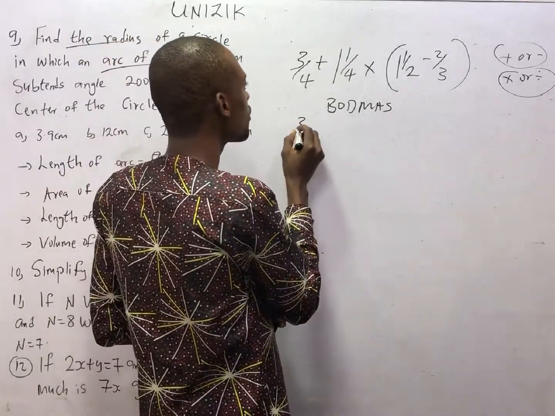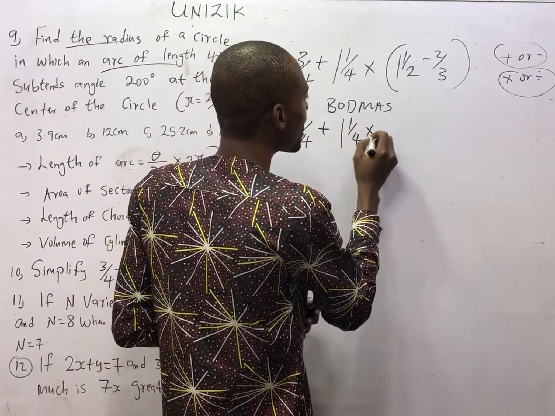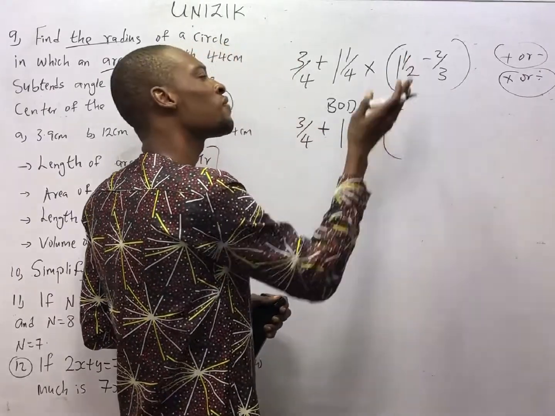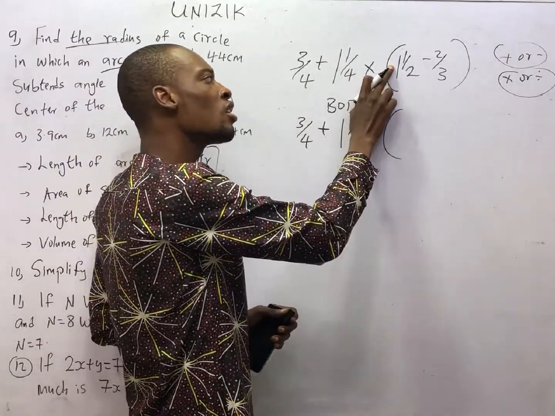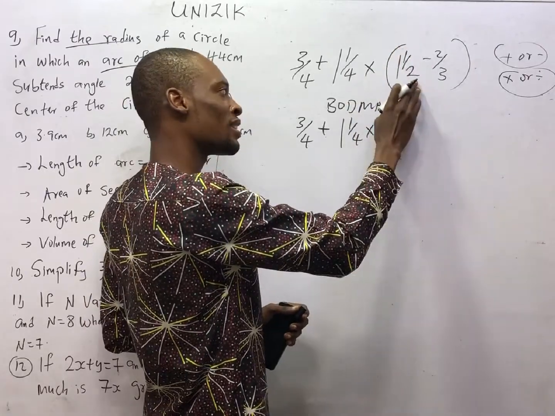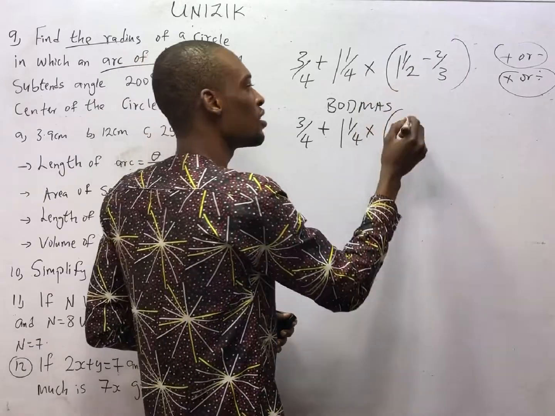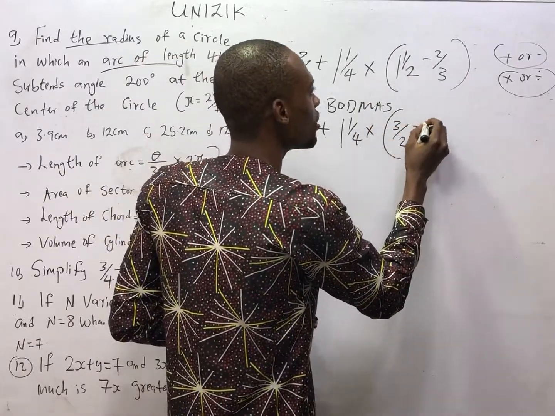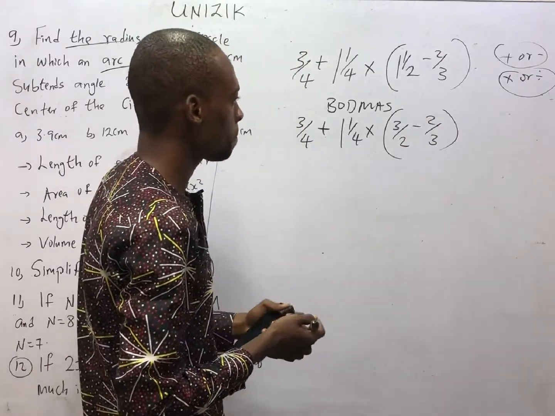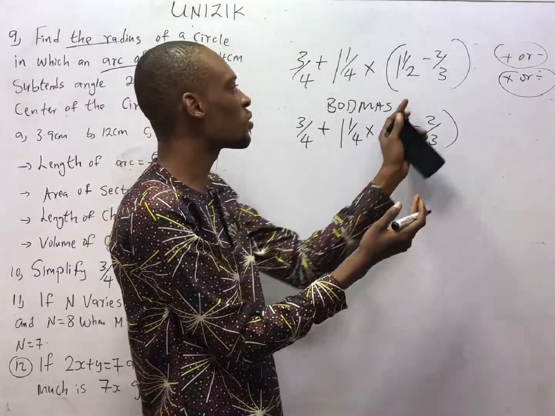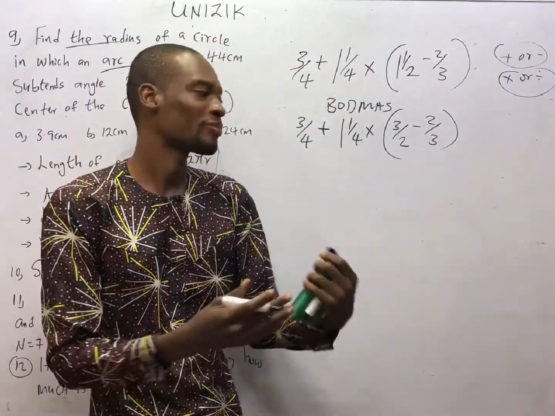That is 3 over 4 plus 1 whole number 1 over 4 times. To convert a mixed fraction to an improper fraction, the denominator times the whole number plus the numerator, divided by the denominator. So 2 times 1 is 2 plus 1, 3 over 2. So this is 3 over 2 minus 2 over 3. So we've not settled the BODMAS. We just converted from mixed fraction to improper fraction.